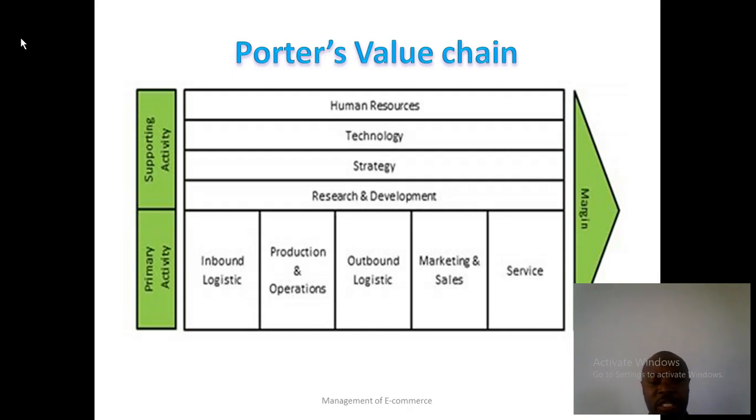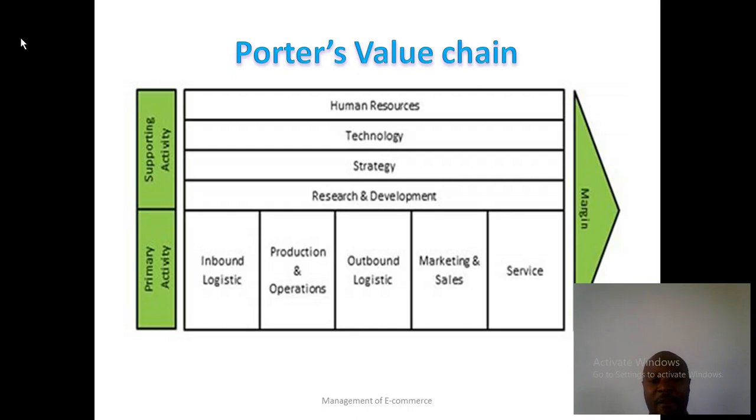Then 4, we have got marketing and sales. Marketing and sales include all the activities which are done in order to communicate with the potential customers. It includes activities such as advertising, public relations, publicity, personal selling, and direct marketing. Then the last one is service. Service includes all the services which are provided to the customer after purchasing the product. It includes services such as guarantees, repairs, and warranties.